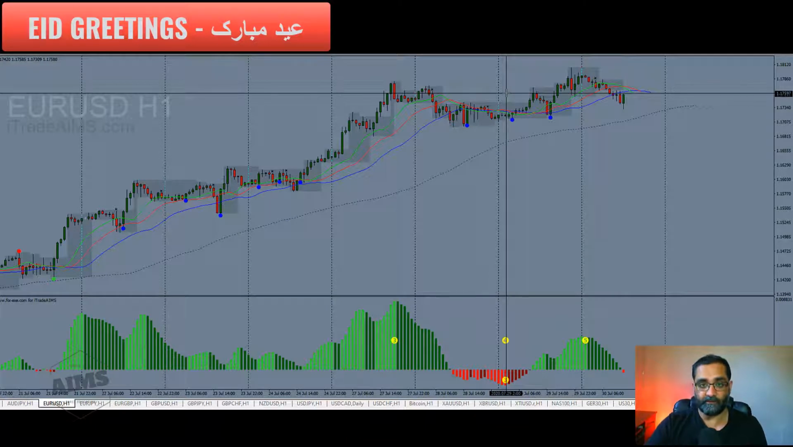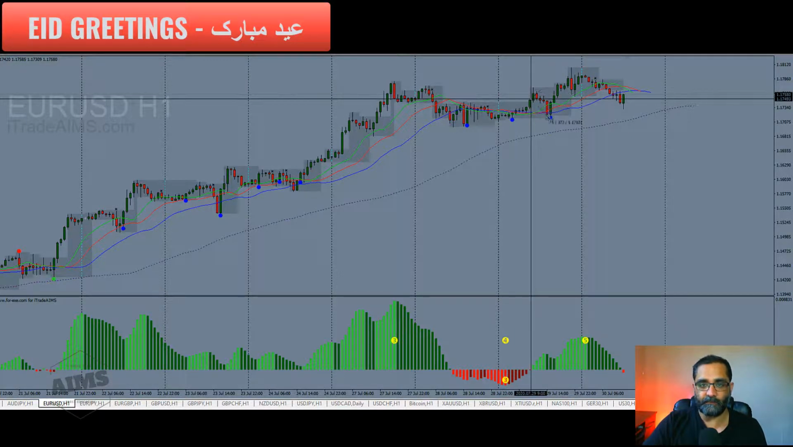So I digress a bit. Anyway, so this is the setup. It goes up, comes down. Depending on your trade management, it was either a winner, a break even, or a small loss.